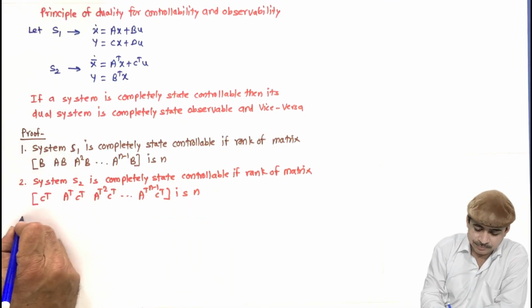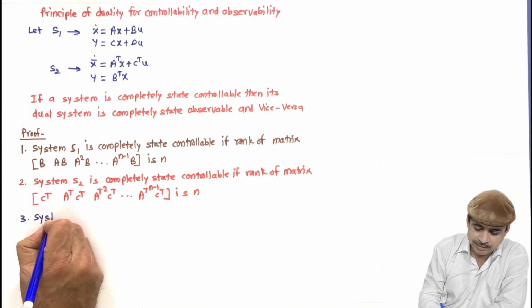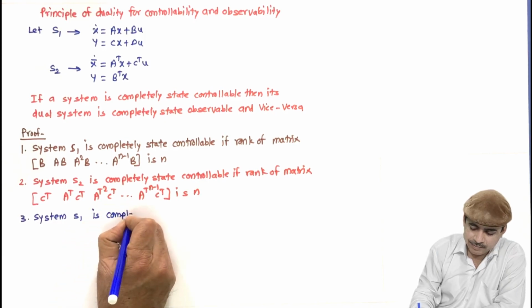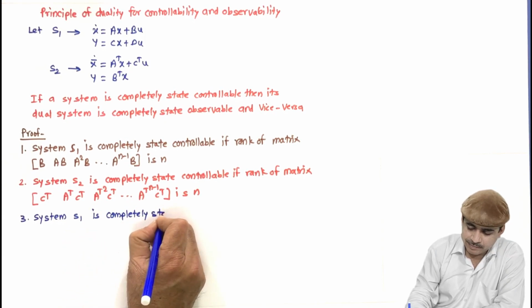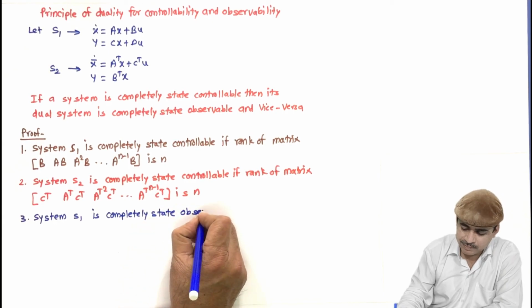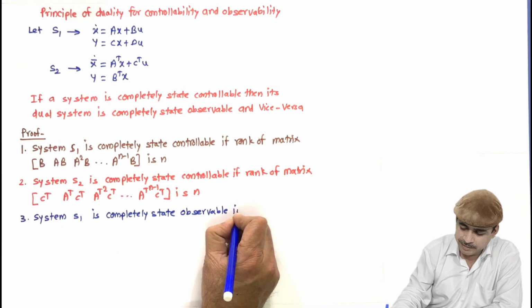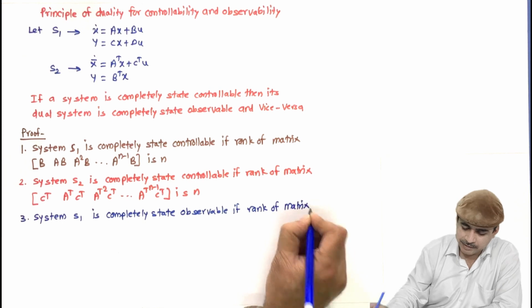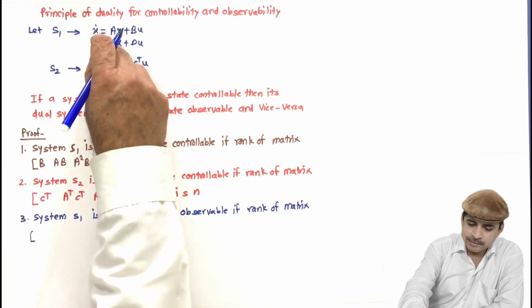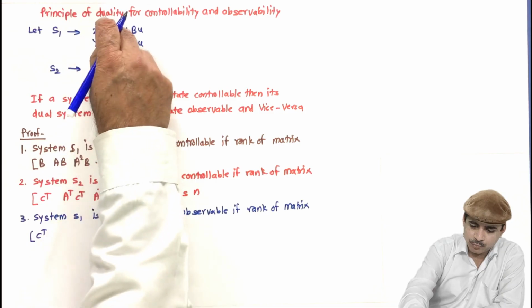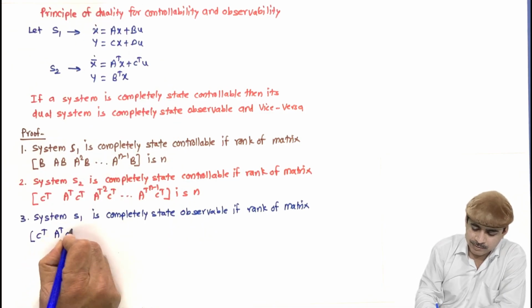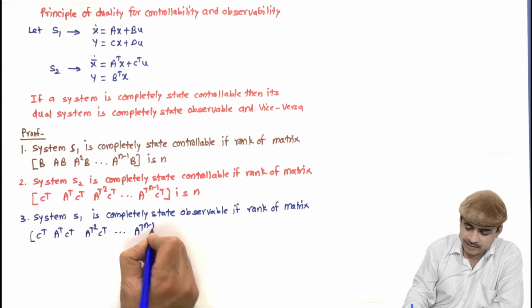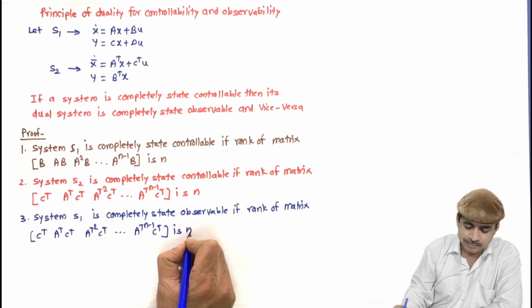Let us make another statement that system S1 is completely state observable if rank of matrix [C transpose, A transpose C transpose, A transpose squared C transpose, ..., A transpose raised to n minus 1 C transpose] is n.